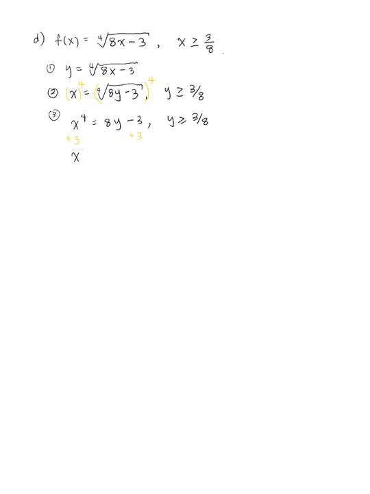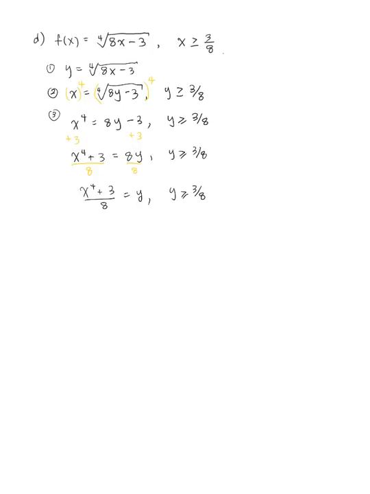So you get x to the 4th plus 3 equals 8y, where y is greater or equal to 3 over 8. All right, now divide everything by 8. So then what we're going to get is x to the 4th plus 3 all over 8 equals y, where y is greater or equal to 3 over 8.